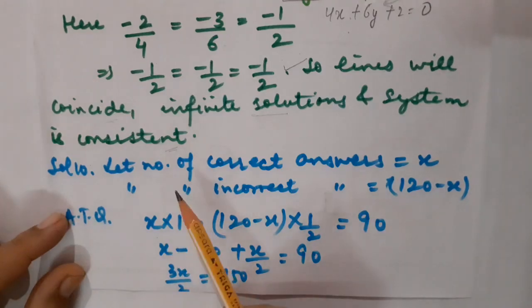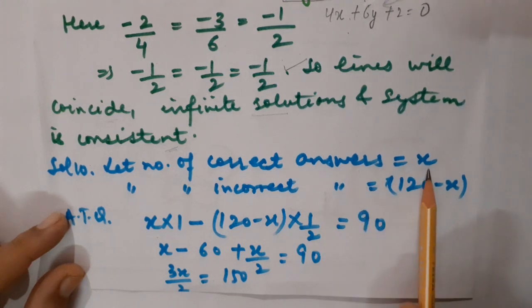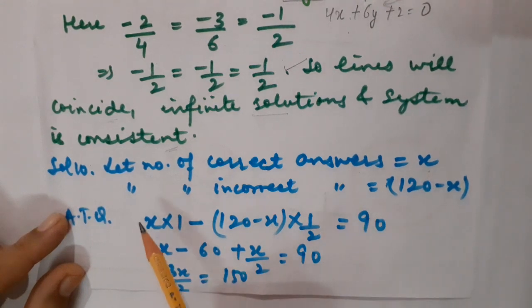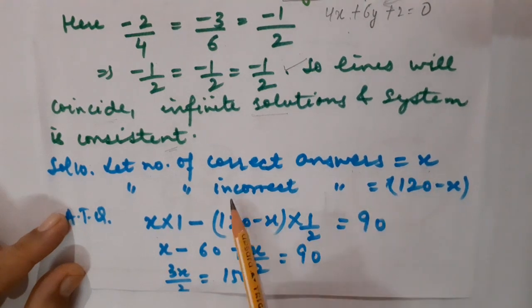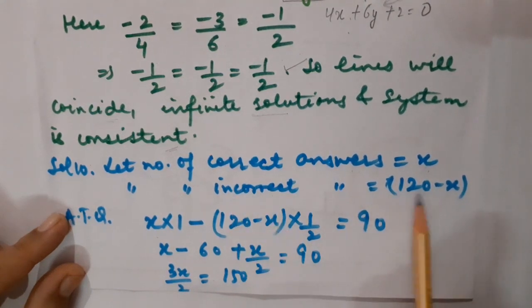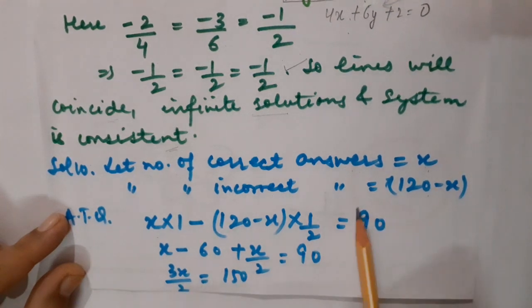So children, here I have assumed that number of correct answers are x, as there were total 120 questions in the question paper which Rahul attempted. So if there are 120 questions and number of correct answers are x, so definitely the number of incorrect answers will be 120 minus x. Correct? Now child has got 90 marks.